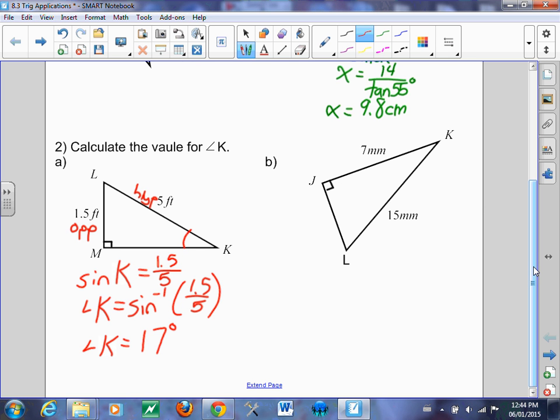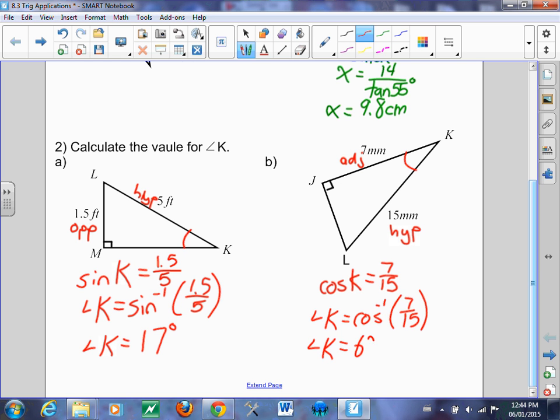Okay, next one, ladies and gentlemen. Again, we're looking for angle K. That becomes our angle of reference. Where do we have information? We have it on the hypotenuse and on the adjacent side. Look up at SOHCAHTOA, and you notice the CA part, which is the cosine ratio. So cos of K equals, and again, it's adjacent over hypotenuse, so it's going to be 7 over 15. To find angle K, you have to do the cos inverse of this ratio, or the fraction. Plug it in your calculator, and you should get 62 degrees. Awesome.